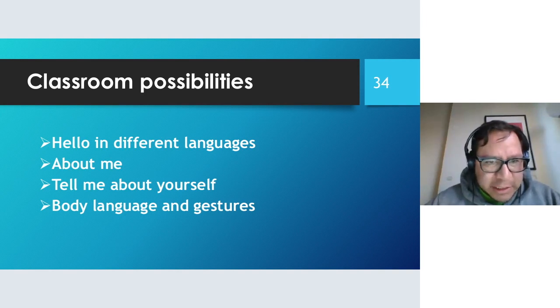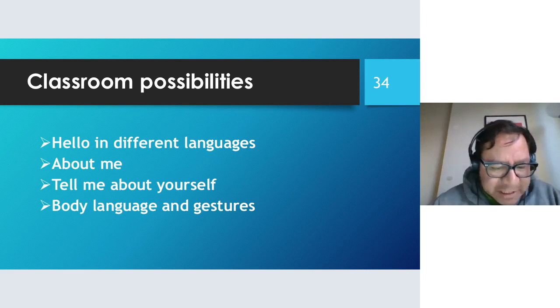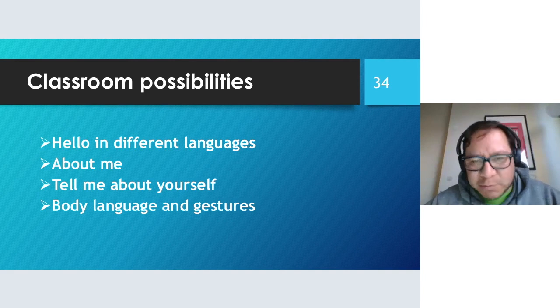The second activity is called About Me. Describe who I am, where I'm coming from, my family, my friends, and the things that I like to do or not like to do. Describing physical attributes and using adjectives of personality.